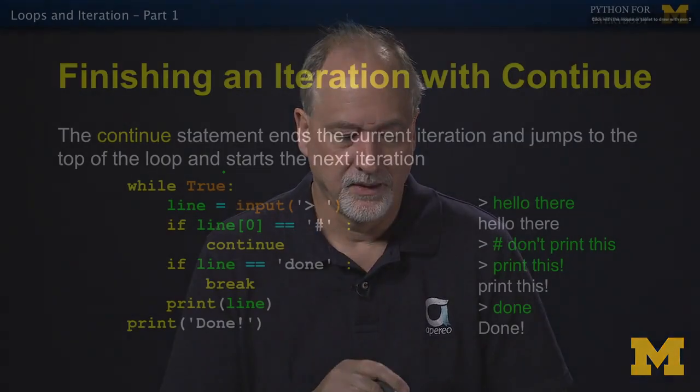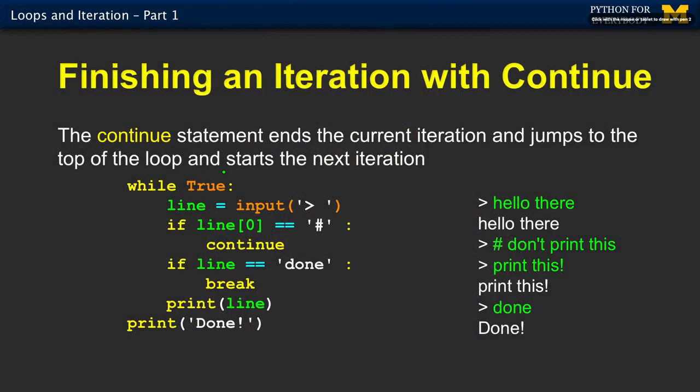The other statement that does something like this is continue. Continue says quit the current iteration and go to the next iteration. So it skips out of the current pass, but it doesn't skip to the line beyond the loop. It skips back up to the top. Break says get out, and continue says don't do the rest of this iteration, but go up and do the next iteration.